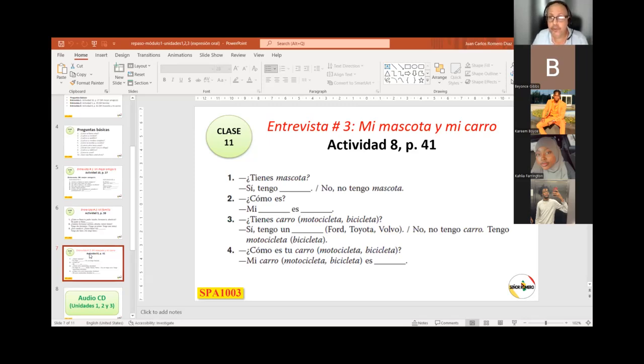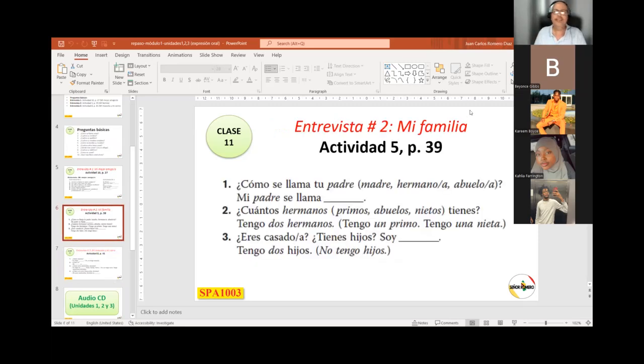a pet, period. Good. So make up a dog, a cat, a snake, a horse, or a pig, but you have a pet. Y mi carro, my car. Well, in this interview, I will ask you if you have a car, or you have a bicycle, or you have a motorbike. So you have to have something definitely. So you are not a pedestrian, period. Yeah, because I will ask you, do you have a car? I said, no. Then I cannot continue asking you. And I want to ask you, and what color is your car? Get it? Good. So let's start with this one, mi familia.